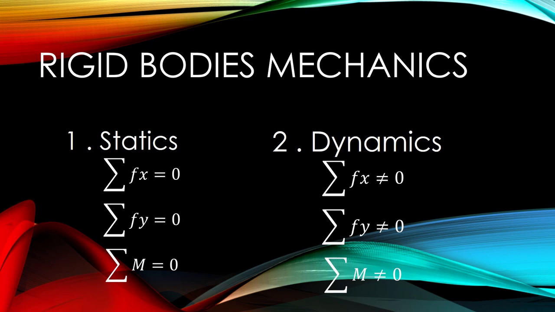Rigid body mechanics is divided into two categories: statics, where the summation of forces in the x direction has to be equal to 0, the summation of forces in the y direction has to be equal to 0, and also the summation of moments has to be equal to 0. And dynamics, where the summation of forces in the x direction and also in the y direction, and also the moment, don't have to be 0 because the body is not at rest, it's in motion, so it doesn't have to be equal to 0.